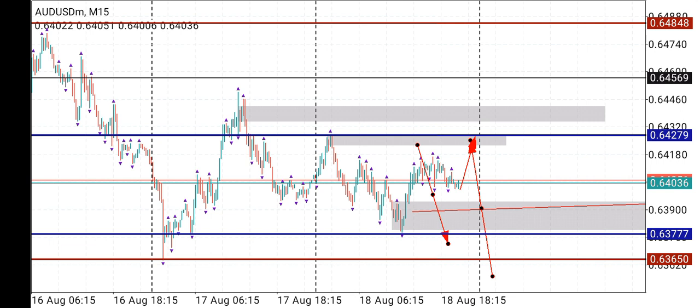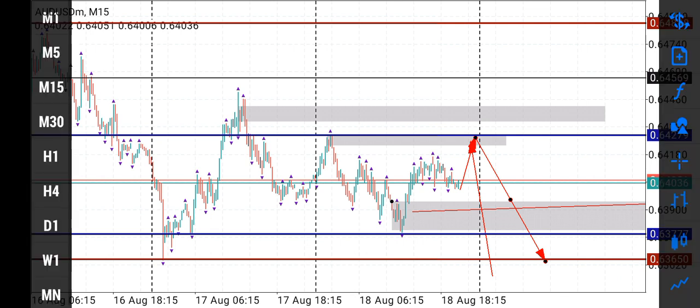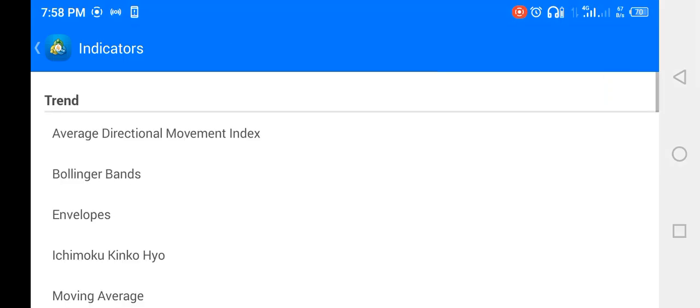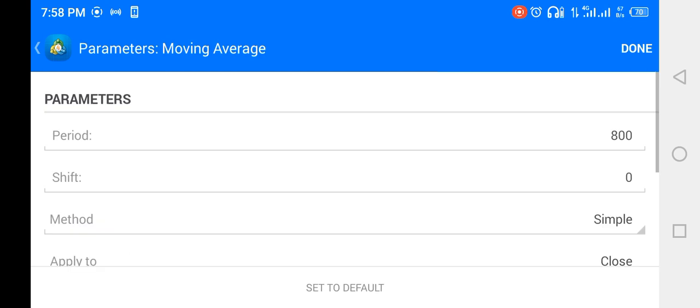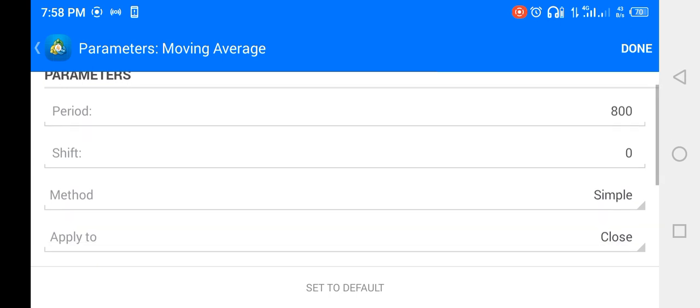So that comes to my indicator. Someone asks, do I use indicators? Yes, I do use indicators. Maybe after this analysis, once I finish analyzing like this, I'll go to my indicators. I'll add my moving average. Why am I always using moving average 800?